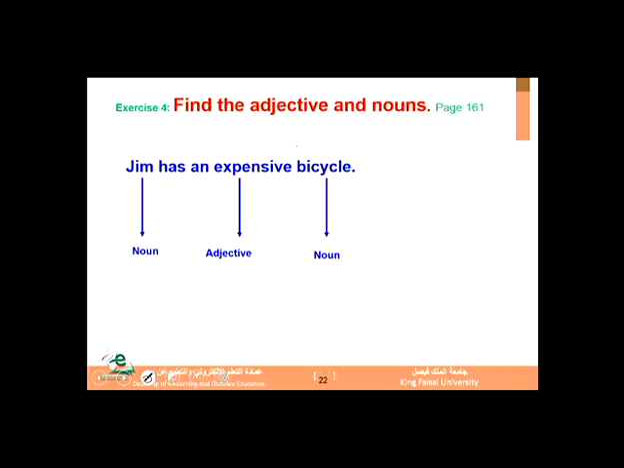This is exercise number 4 in our book on page 161, which is asking us to identify or find the adjective and the noun. So we will have a sentence, and we are going to identify where is the noun and where is the adjective. Okay, let's look at this sentence. Jem has an expensive bicycle. This is the noun, and this is expensive bicycle. Here we have a noun phrase consisting of an adjective and a noun. So the adjective here comes before the noun, in front of the noun.